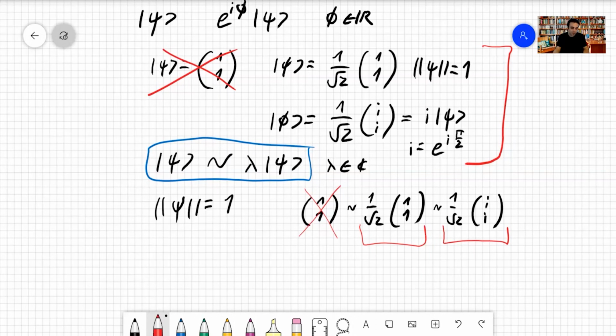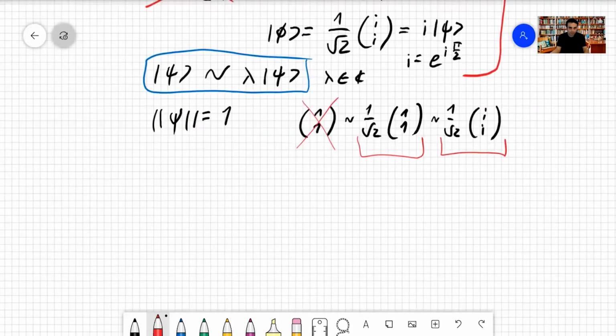But not any collection of states will give me a basis. It has to be a very specific collection that, like we learned, is linearly independent and spans Cn and is also orthonormal.